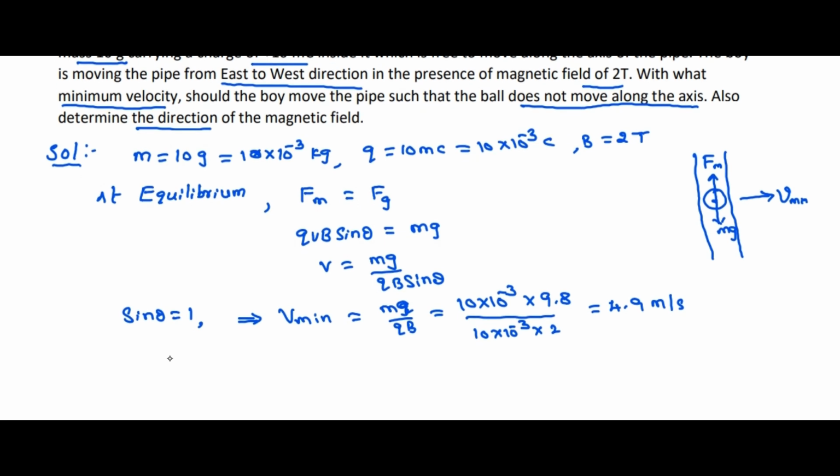While coming to the direction, from Fleming's left hand rule, we can find out that the direction of the magnetic field will be along north to south direction.